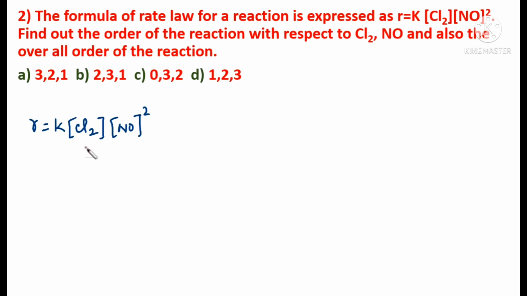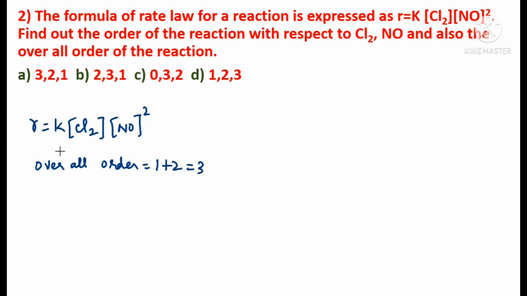What do you mean by the order? Order is the sum of the powers of the concentration terms. These two are the concentration terms, enclosed in square brackets, right? So order is the sum of the powers of the concentration terms. What is the power of chlorine? It is 1. What is the power of NO? It is 2. Sum of the powers means 1 plus 2 gives 3. So the overall order is 3.